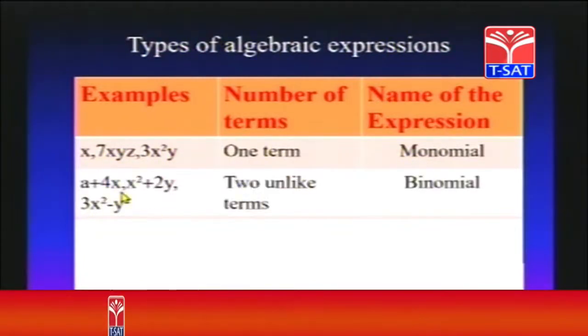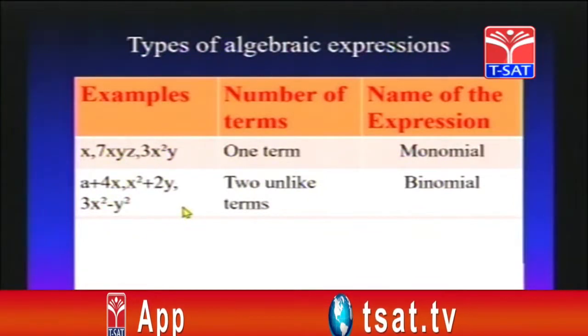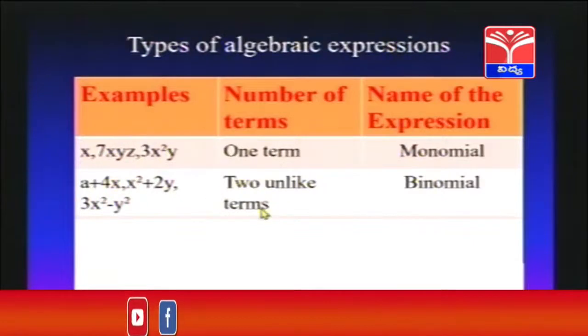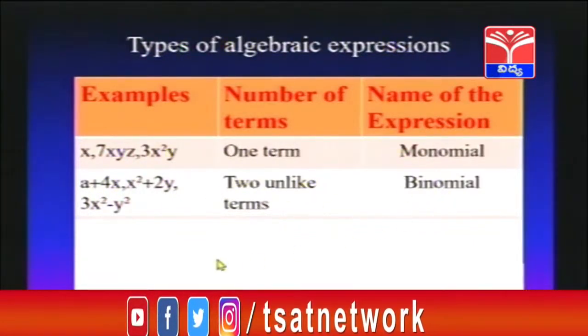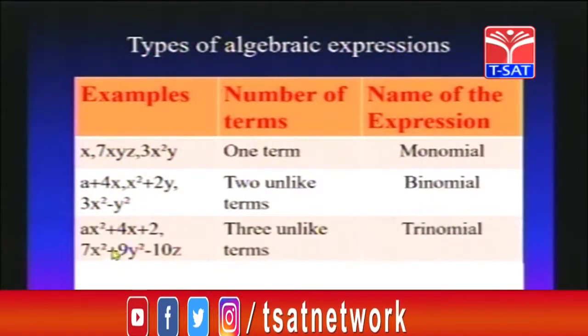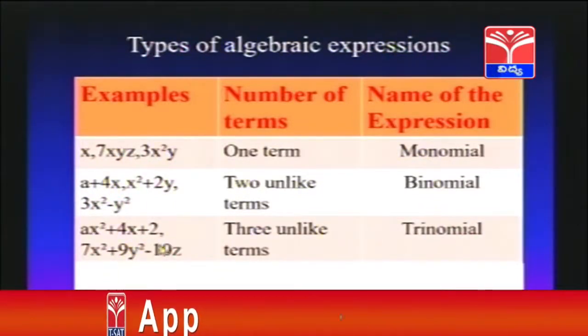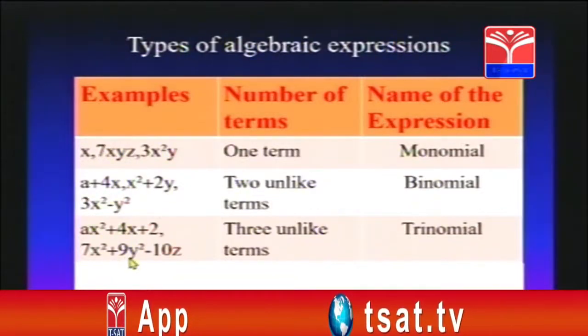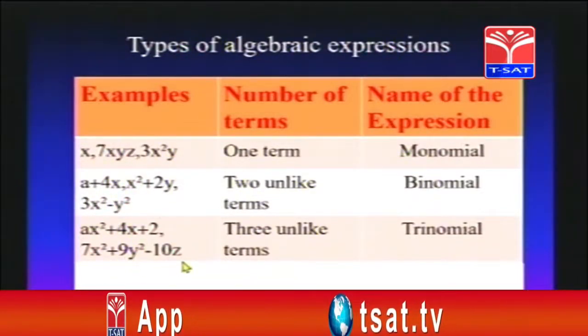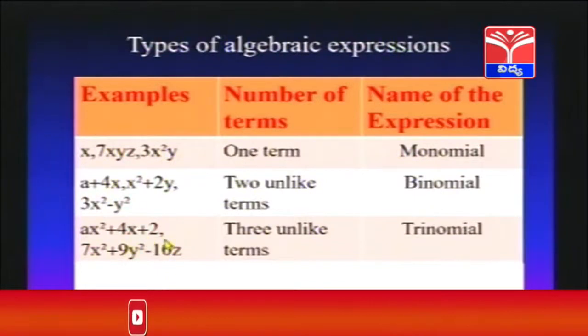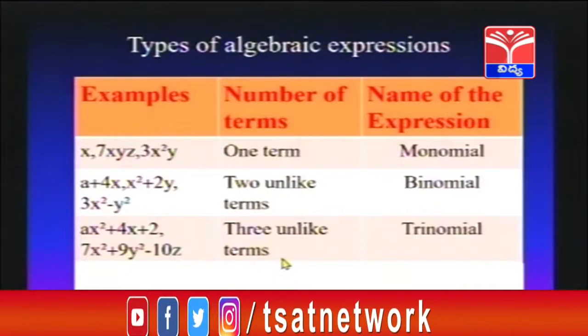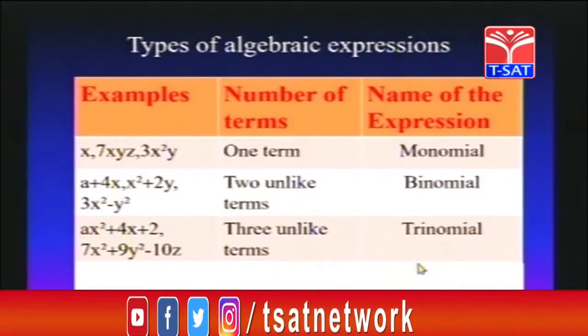a plus 4x, x square plus 2y, 3x square minus y square. These three expressions here, as you can see, have two unlike terms each, and it is called a binomial. Next one, ax square plus 4x plus 2, 7x square plus 9y square minus 10z. How many terms are there, children, in these two expressions? Yes, three unlike terms. So it is called a trinomial.